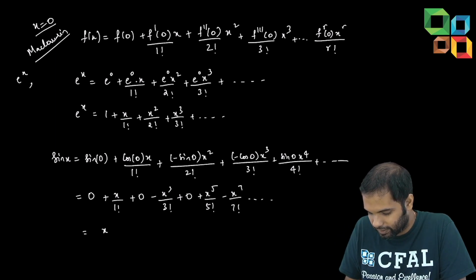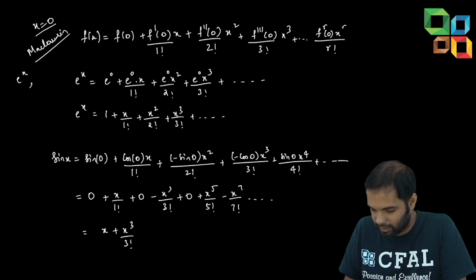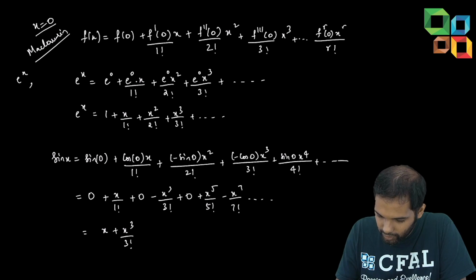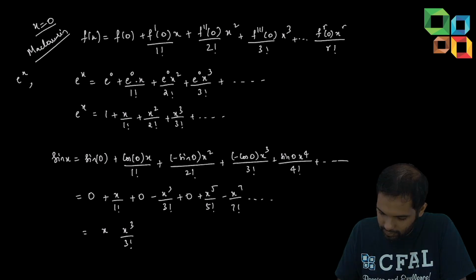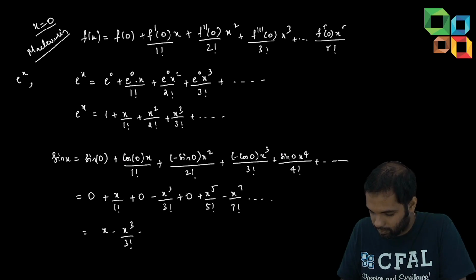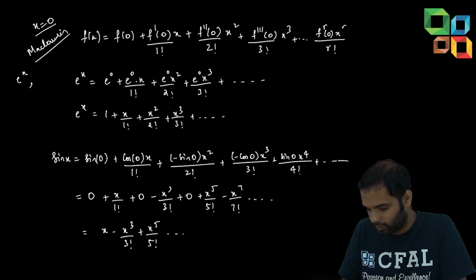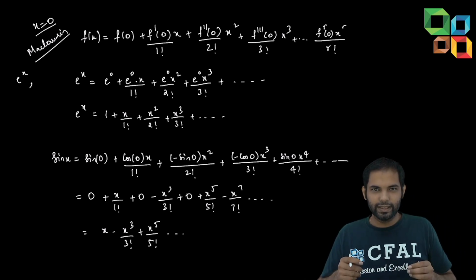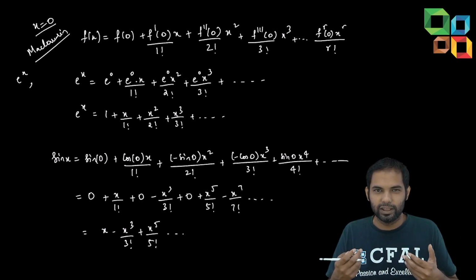So what did we get? x minus x cubed by 3 factorial, plus x power 5 by 5 factorial. Sorry, I said plus earlier, but this is supposed to be minus. So, clear? Can you see that by simply differentiating the function multiple times, we get the series?